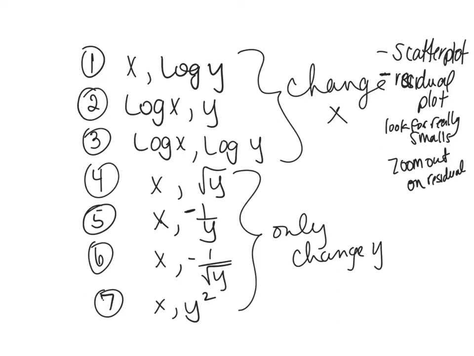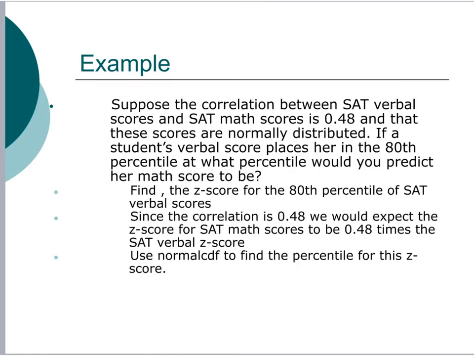Okay, so let's look at some more things. Suppose the correlation between SAT verbal scores and SAT math scores is 0.48. So r is 0.48. And that these scores are normally distributed. If a student's verbal score places her in the 80th percentile, what percentile would you predict her math score to be in? So we can use the fact that it's normally distributed to find what the actual z-scores are.